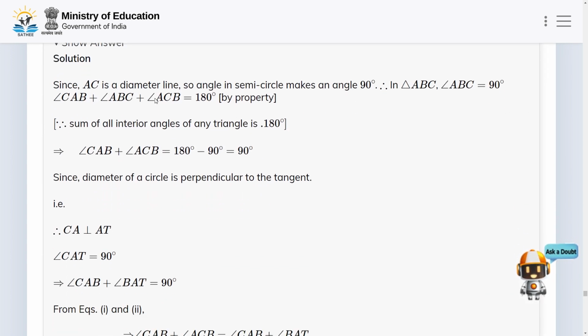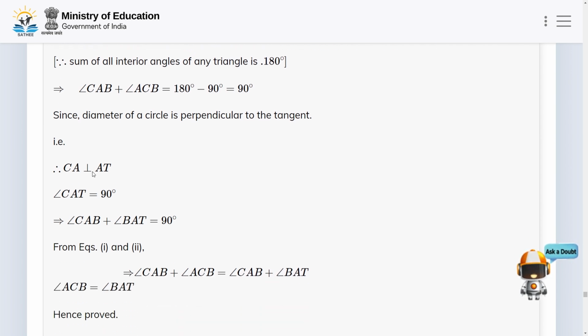Since AC is a diameter, the angle in a semicircle is 90 degrees. Therefore in triangle ABC, angle ABC is equal to 90 degrees, and angle CAB plus angle ABC plus angle ACB is equal to 180 degrees, since the sum of all interior angles of any triangle is 180 degrees. So it implies angle CAB plus angle ACB is equal to 180 degrees minus 90 degrees, which is equal to 90 degrees.